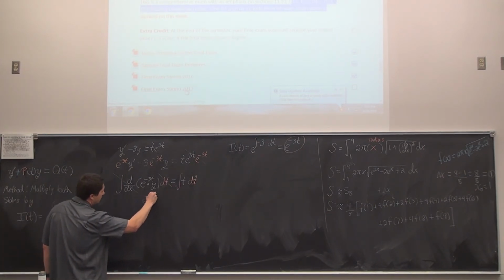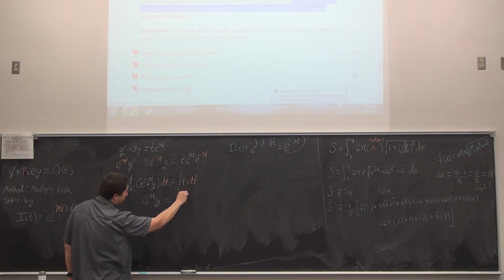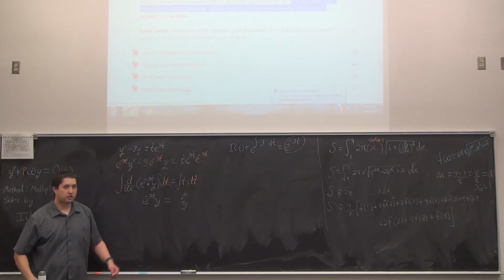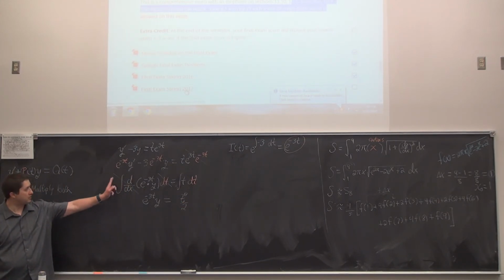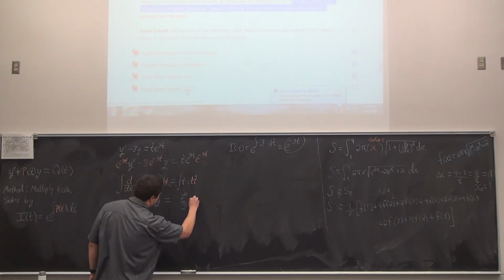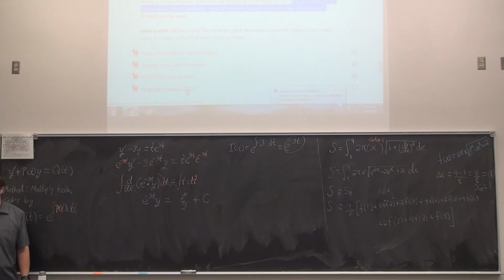And now we get e to the negative 3t times y is the antiderivative of t, but that would be t squared divided by 2. And there really are two constants of integration because we integrate the left and the right side, but we usually, in this context, consolidate it to just one side, the right-hand side with the independent variable t. So we take the antiderivative of both sides, and notice this actually is the solution in implicit form.